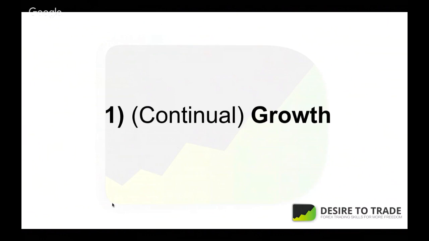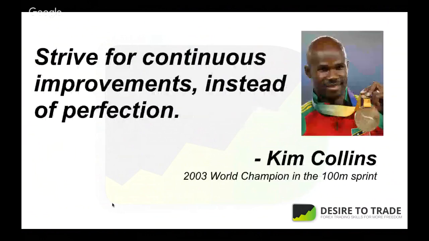But first of all, we talk about growth, or continual growth. This is for the J. Here's a quote I really love from Kim Collins, a 2003 world champion in sprint. He said, "Strive for continuous improvement instead of perfection." That works so well because no matter what point you're at right now, what really matters is how consistently you improve, how consistently you go forward, and how consistently you become better. You cannot make big changes that are going to transform trading forever. You have to build things over time and keep that growth going all the time if you really want to become better. And you try to get a little bit better every day.